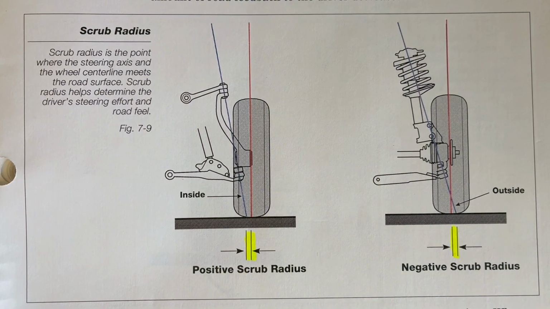So what is scrub radius? It's the distance between the point where the line through the upper and lower ball joints and the center line of the wheel meet the road surface. Scrub radius can be positive or negative. The main difference: positive scrub radius creates a force that causes the wheel to turn outward when the vehicle is moving, and negative scrub radius causes the wheel to turn inward.